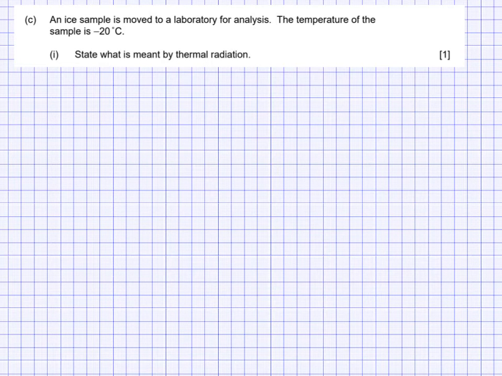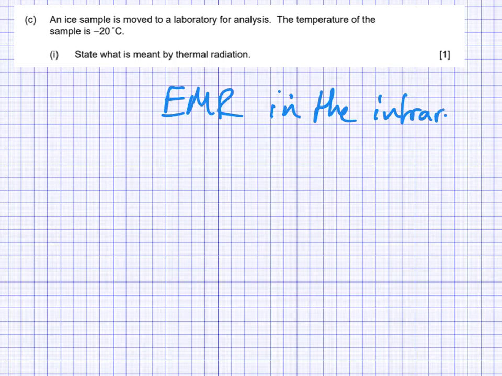What is meant by thermal radiation? Well, this is a type of light. Certain animals use thermal radiation to see. Unfortunately, humans don't have that natural ability. We can use technology to help us. But of course, what we're talking about here is electromagnetic radiation. And the region of the electromagnetic spectrum we're talking about here is EMR in the, you got it, infrared. Easy.